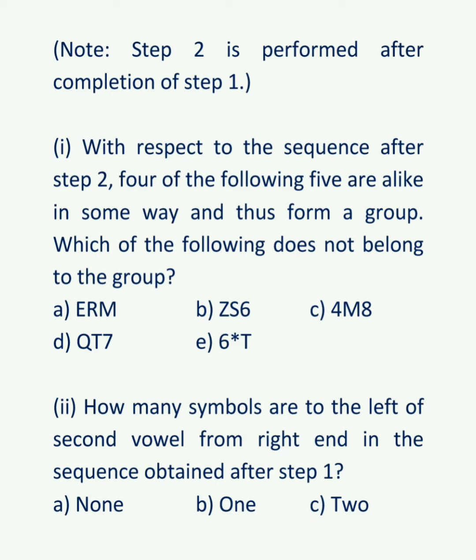So 2 questions are asked. Number 1: with respect to the sequence after step 2, 4 of the following 5 are alike in some way and thus form a group. Which of the following does not belong to the group? A, B, C, D, E. Number 2: how many symbols are to the left of the second vowel from the right end in the sequence obtained after step 1? Options A, B, C, none, 1, 2.